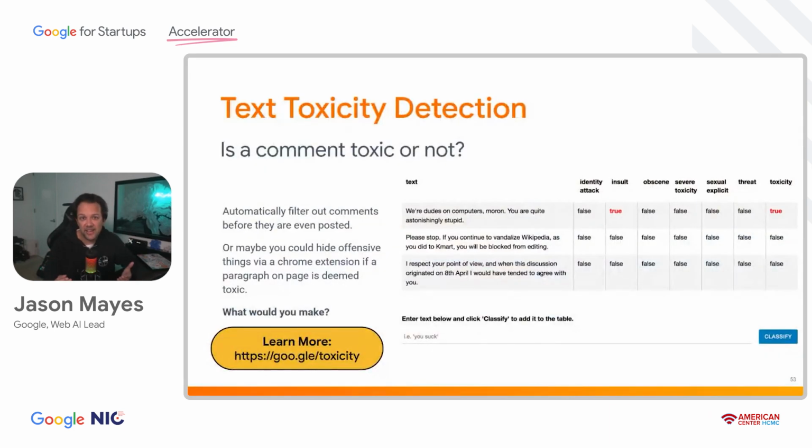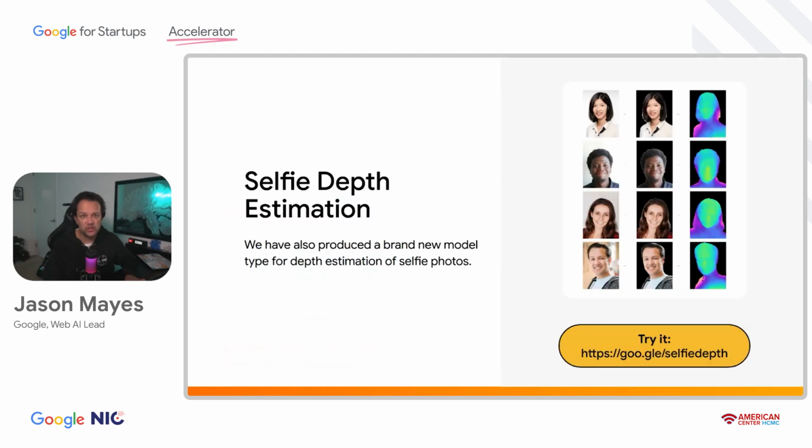Or what about text toxicity detection? Here you can pass a sentence to the model and classify if it's toxic or not, and even figure out what kind of toxic it might be, maybe an insult or a threat, for example. Something like this could be used to pre-filter comments in a web chat or commenting system on your website, automatically holding potentially toxic ones for further moderation.